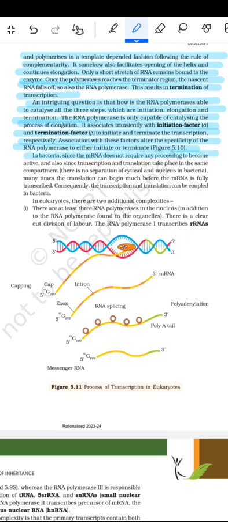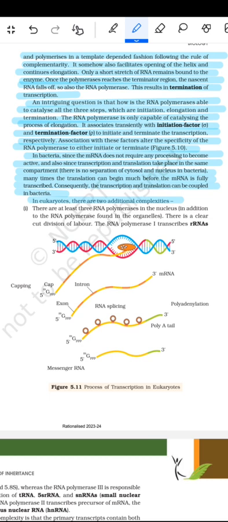In bacteria, since the mRNA does not require any processing to become active, and also since transcription and translation take place in the same compartment, there is no separation of the cytosol and nucleus in the bacteria. Many times the translation can begin much before the mRNA is fully transcribed. Consequently, the transcription and translation can be coupled in the bacteria.